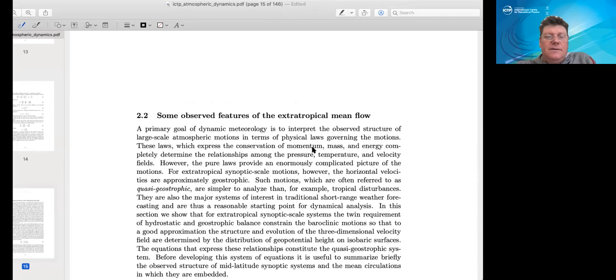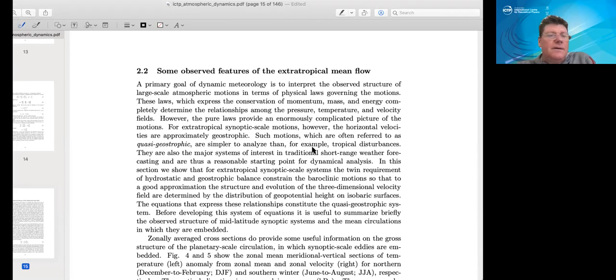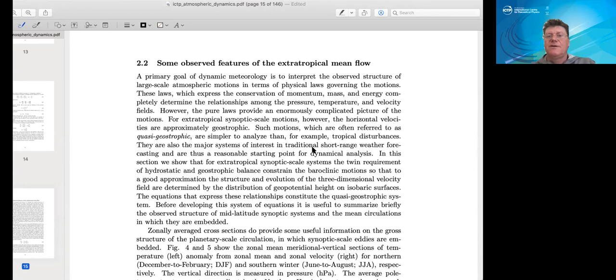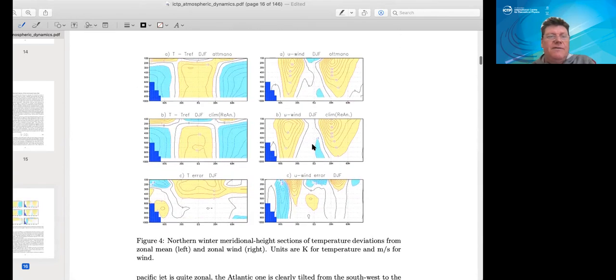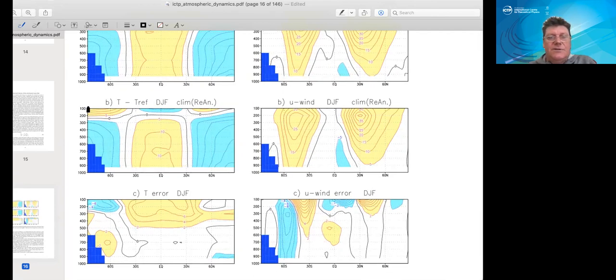Okay, so we are back. Let's say we want to understand some properties of the extratropical flow, for which this quasi-geostrophic approximation is so important. Let's have a look at this figure here, which we have already looked at in the model framework, but now we want to look at in this different framework.